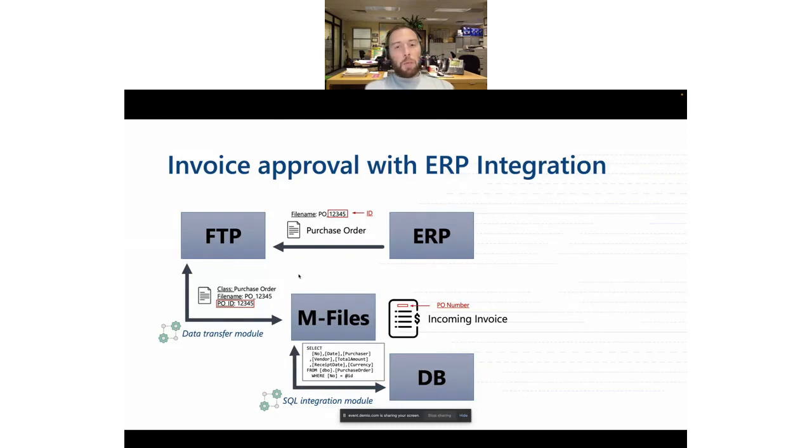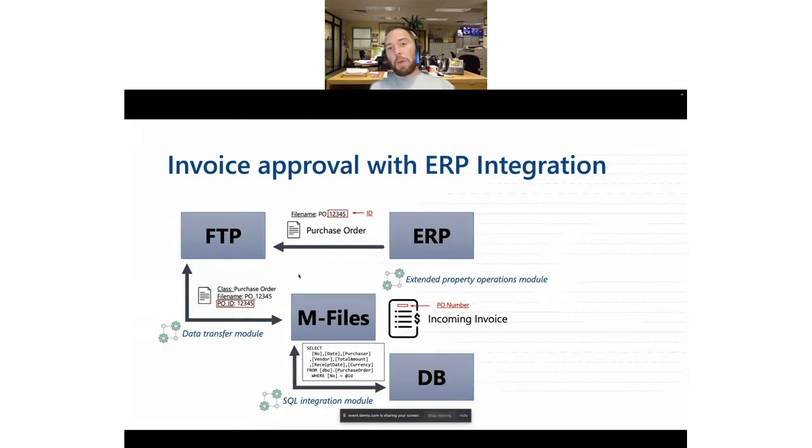When the administrator saves that file to M-Files, they can choose the purchase order number. When they choose the purchase order number, using the extended property operation module, we will save and gather all the data from the purchase order to the incoming invoice. So we will have the amount, the vendor, the currency, the requester, all the details that we will need either for the ERP or for the approval process.